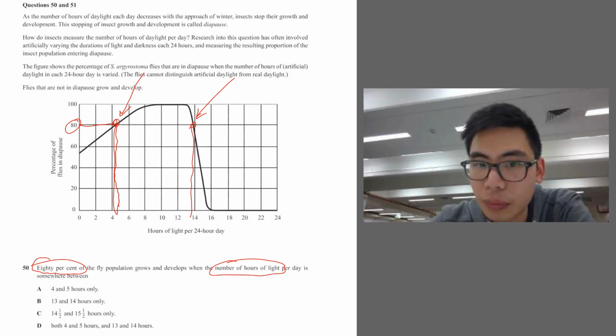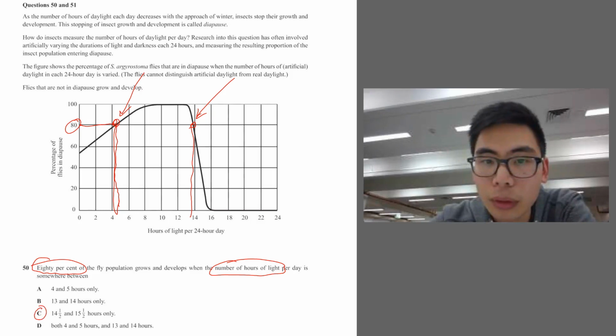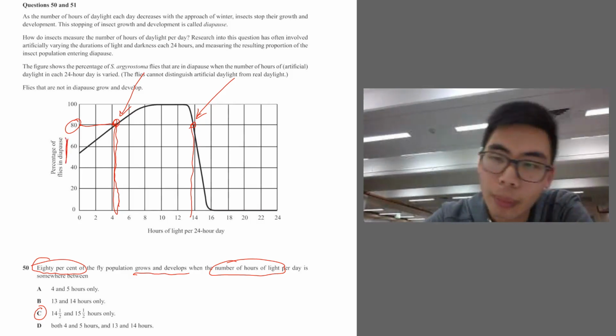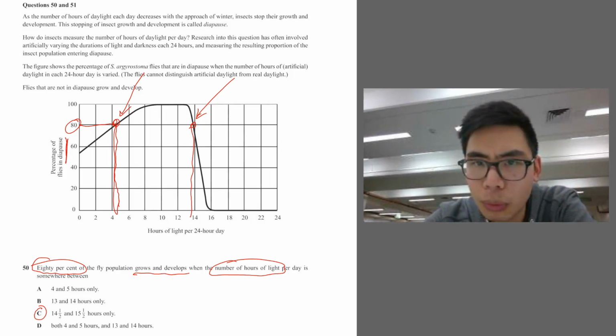It's actually C. And let's talk about this. The reason for this is it's saying 80% of the fly population that grows and develops. And if you notice, that percentage over there is actually percentage of flies in diapause. Okay, diapause. So what's diapause?